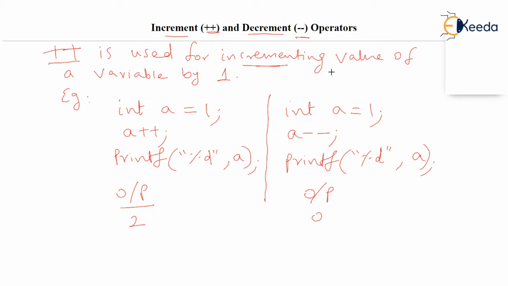As an example, let's say I have int a equal to 1. So a is an integer variable, and its value is 1. The next line is saying that a should be increased by 1. Actually, this line a plus plus is nothing but a should become a plus 1. A should become a plus 1.